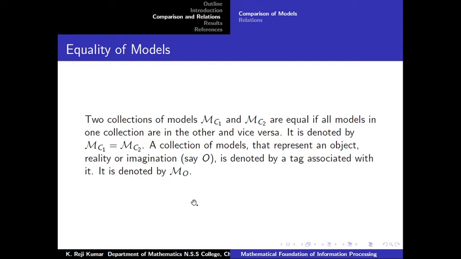Two collections of models MC1 and MC2 are equal if all models in one collection are in the other, and vice versa. It is denoted by MC1 equal to MC2. Here we define the equality of models. A collection of models that represent an object, or reality, or imagination, say O is that reality, is then denoted by a tag associated with it, the tag O: M subscript O.